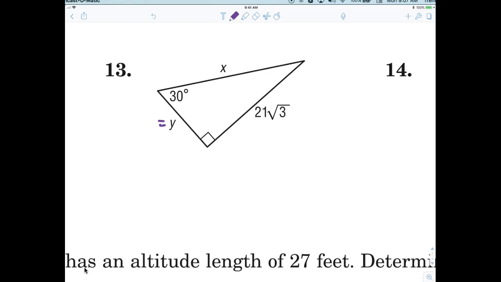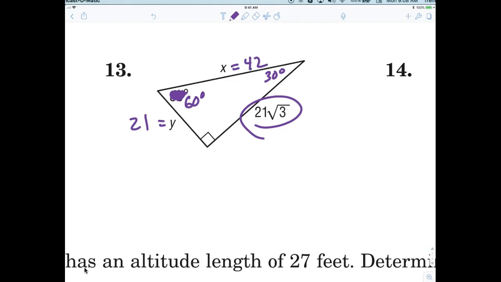Listen, is this the 30 or the 60 side? 60, 30. They kind of made a mistake on this one. Hold up a minute. Does everybody agree they made a mistake? This is definitely the 60, and this is definitely the 30. Everybody good with that? So y would be 21. Do you agree with that? To get from the 60 to the 30, you divide by radical 3. And then x would be what?